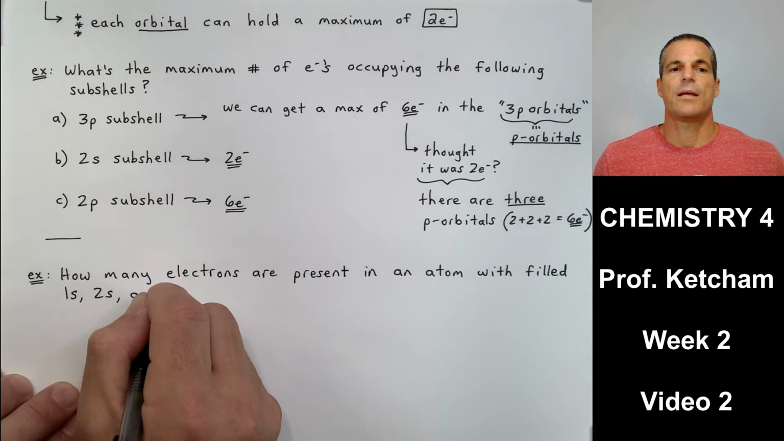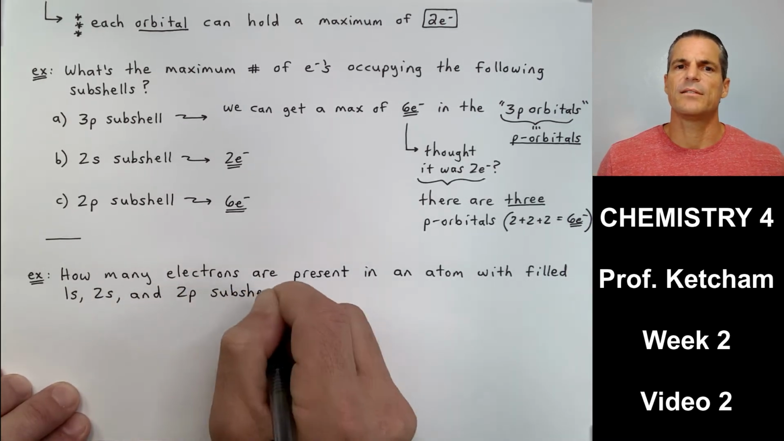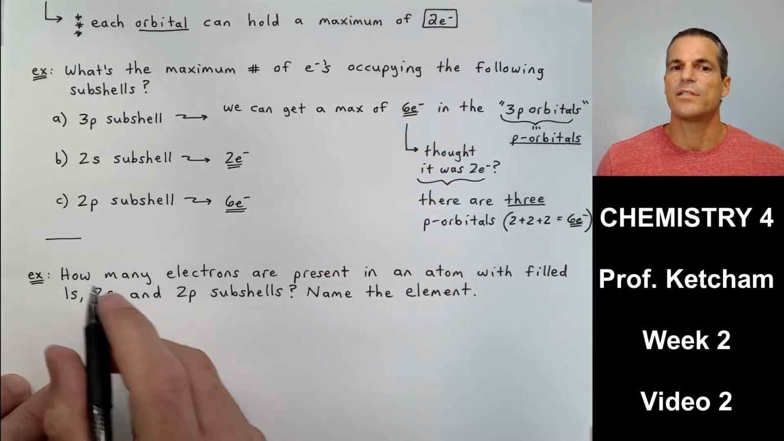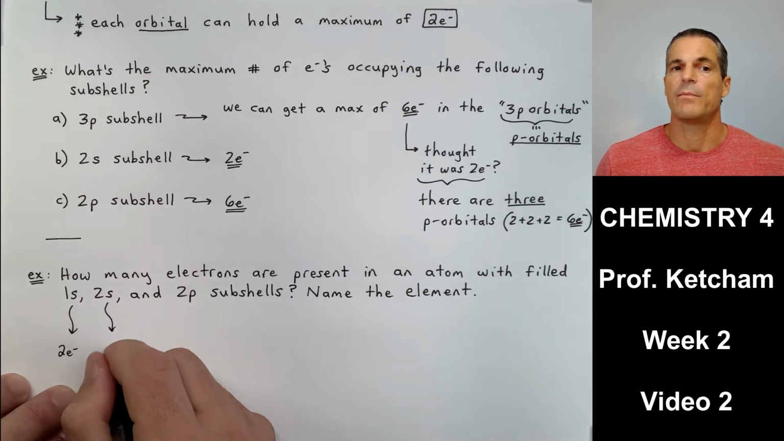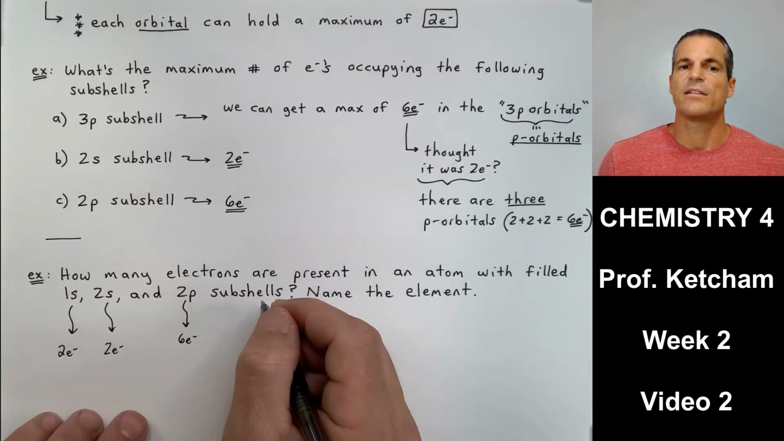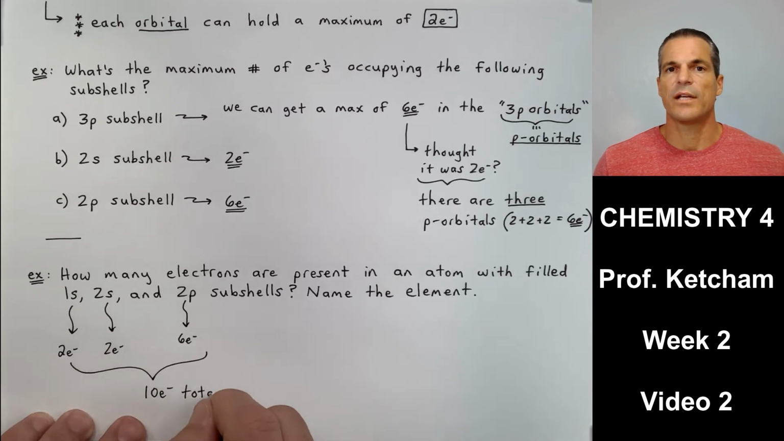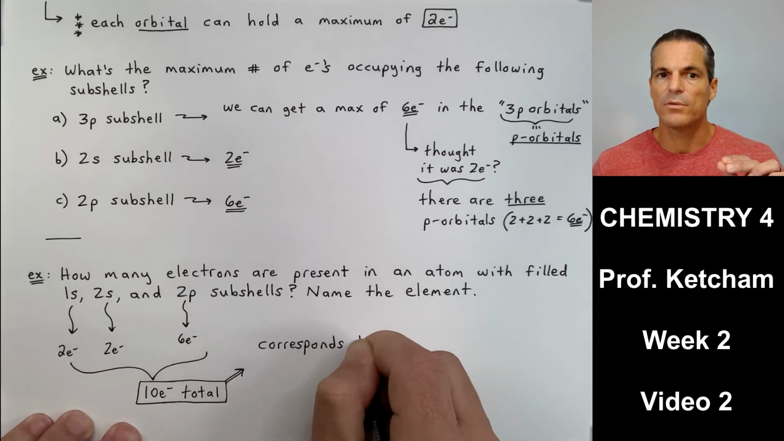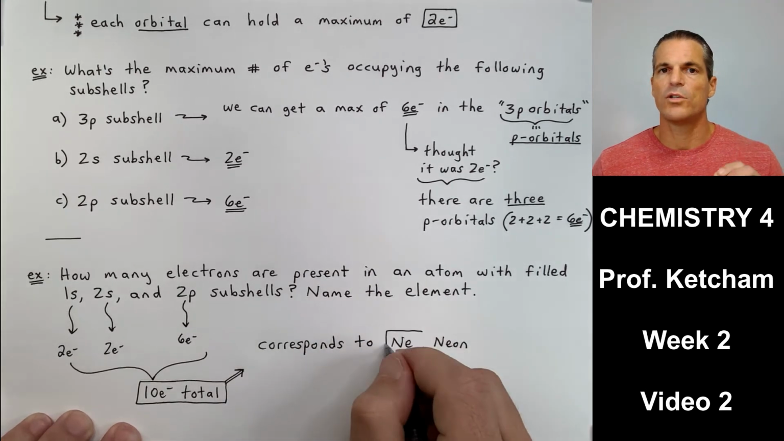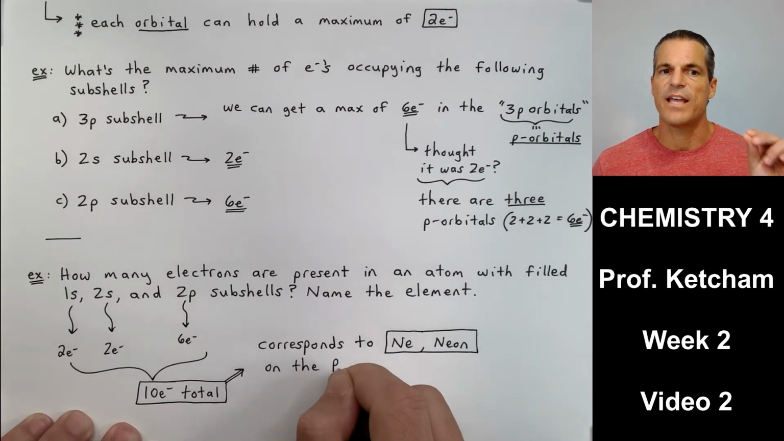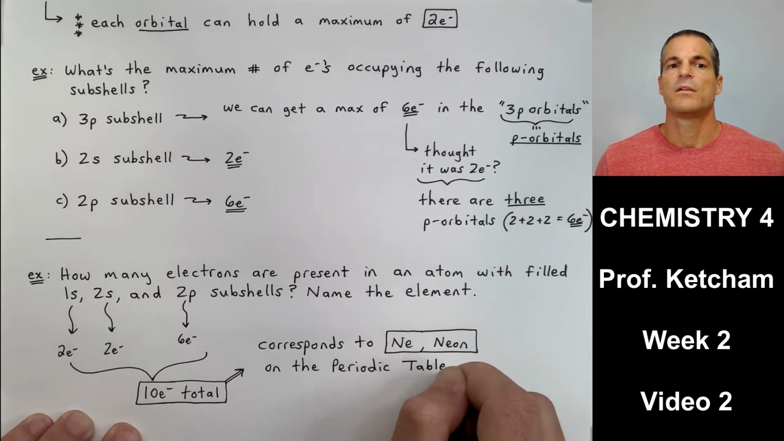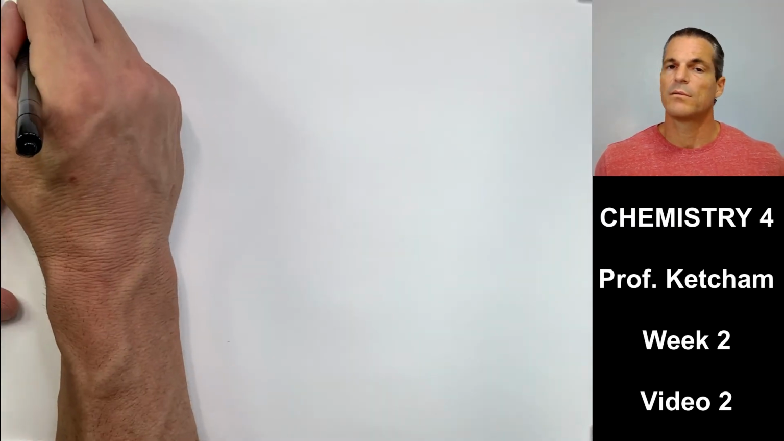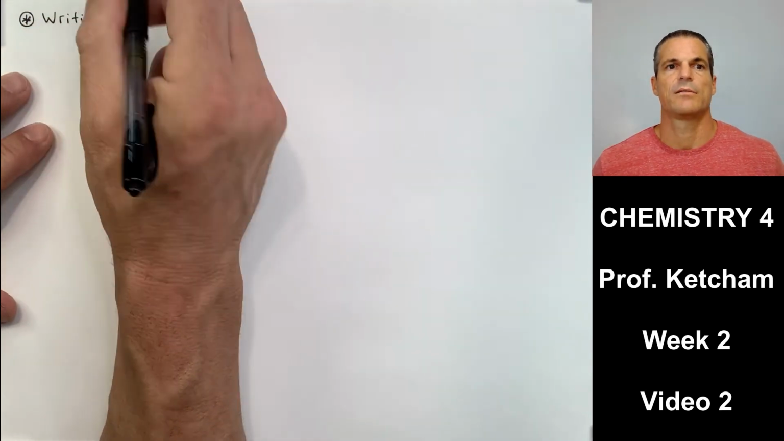All right. Next example. How many electrons are present in an atom with filled 1s, 2s, and 2p subshells? And then we want to name the element. So in 1s, I can get 2 electrons. In the 2s, I can get 2 electrons. Remember, an s orbital can hold a maximum of 2 electrons. P orbitals hold a maximum of 6. Don't worry too much about the big number coefficient in front of the s and the p. That's 10 electrons total if you add up the 2, 2, and 6. 10 electrons on the periodic table, that's neon. You just go and find atomic number 10.